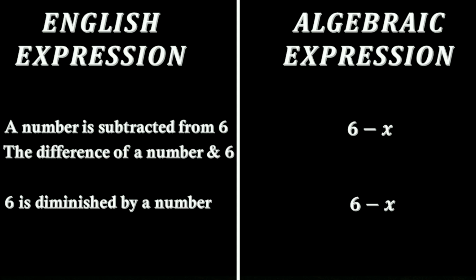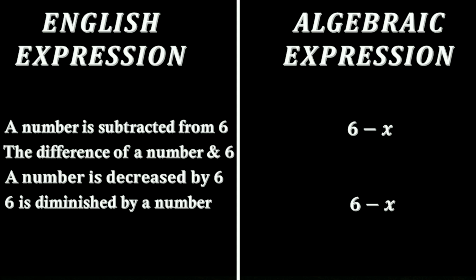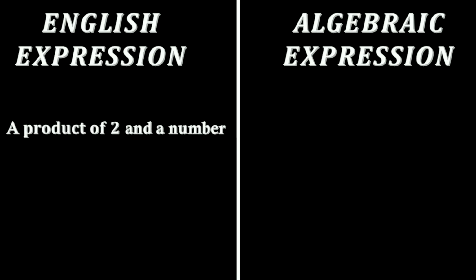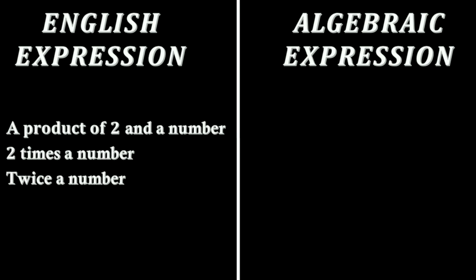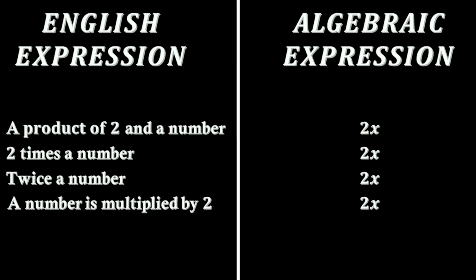Now if we say the difference of a number and 6, or a number is decreased by 6, that is all equal to x minus 6. Now, let's have multiplication. So when we say a product of 2 and a number, or 2 times a number, twice a number, or a number is multiplied by 2, it is just equal to 2 times x, or x times 2. Just the same.